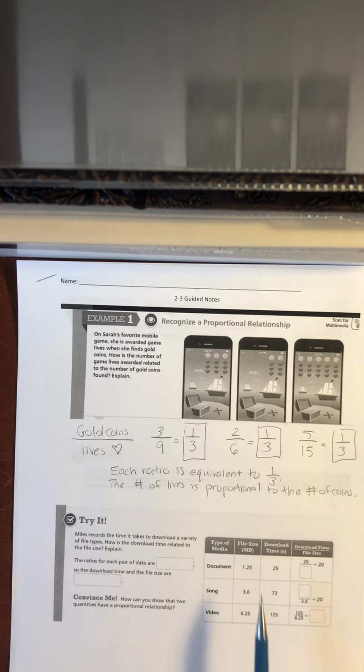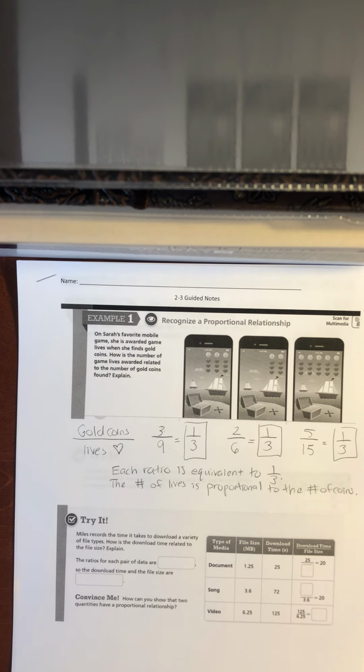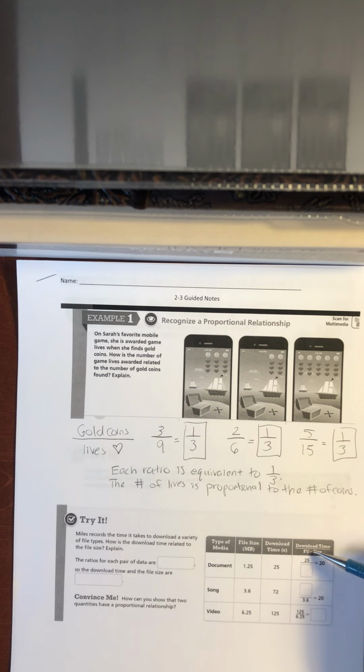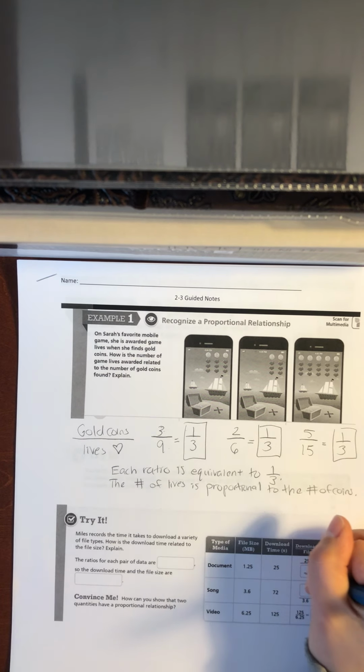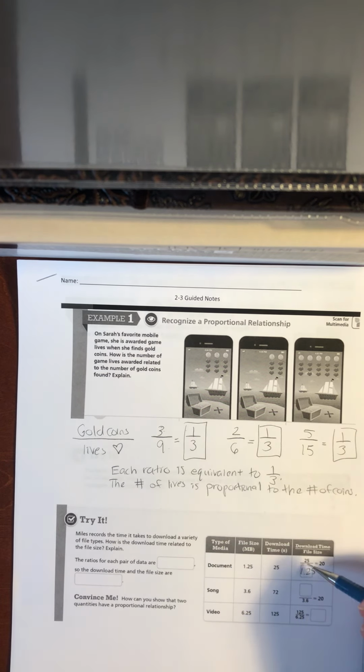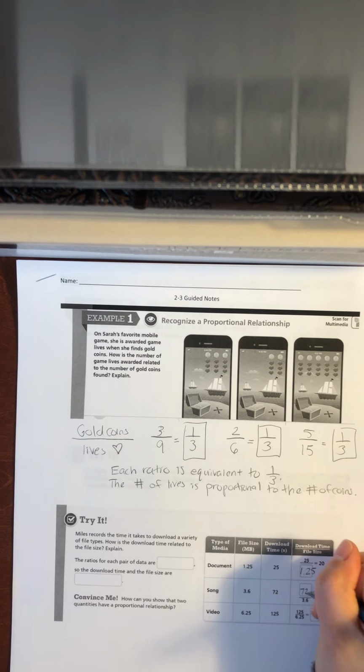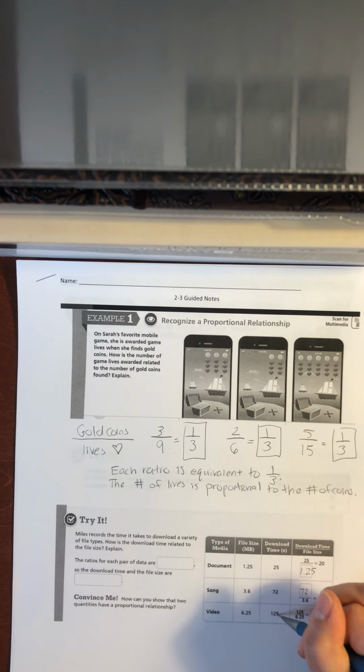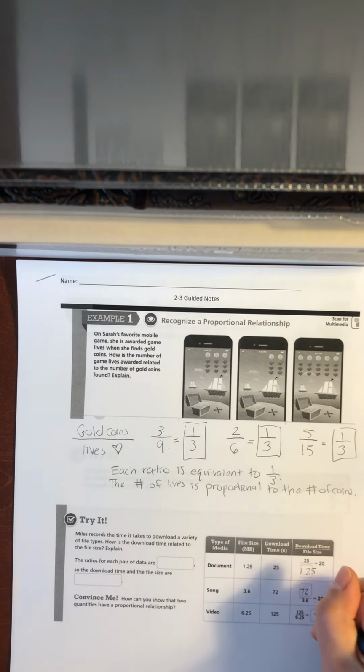Download time over file size for this, okay? All right, so 25 is the download time over file size. File size is 1.25. Divide that out, you get 20. This one, download time is 72. 72 divided by 3.6 is 20. And then 125 divided by 6.25, put that in the calculator, you will get 20. So all of our ratios are 20.